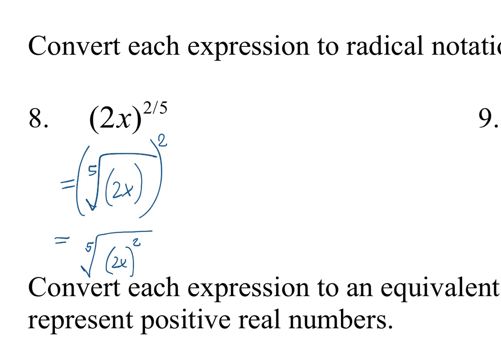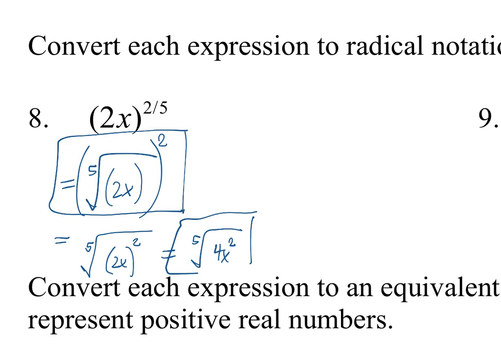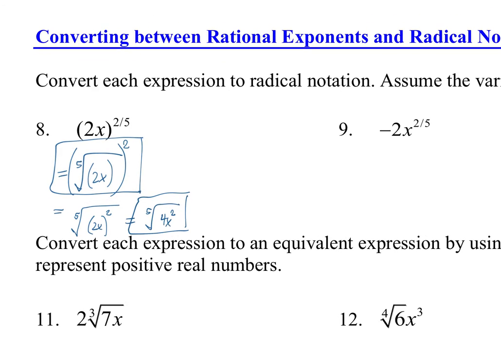Now, if you are going to choose this route that I just did, this one was simplified all the way. The route on the bottom though, I can square the 2 and I can square the x. So that would be the 5th root of 4x squared. So either of these in the box will work.